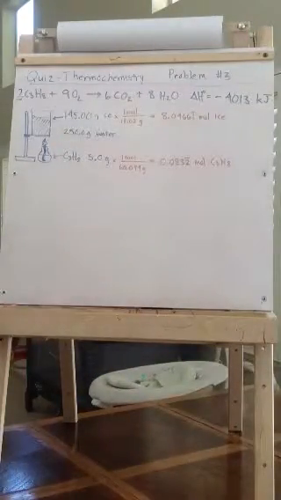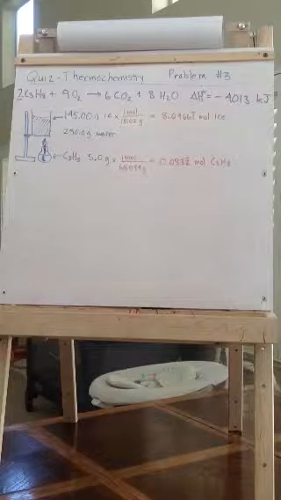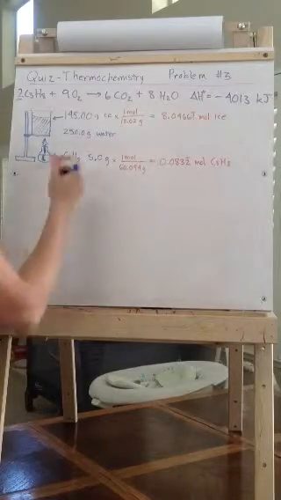We're going to go over problem number 3 from the Thermochemistry Quiz. This problem is a calorimetry problem, but it also involves a phase change where we're melting some ice.